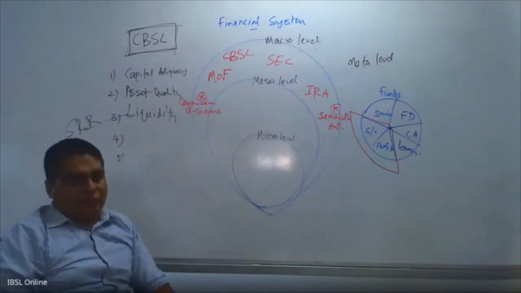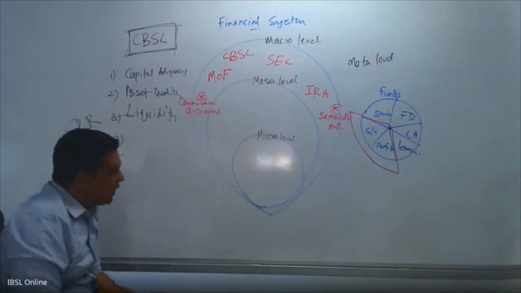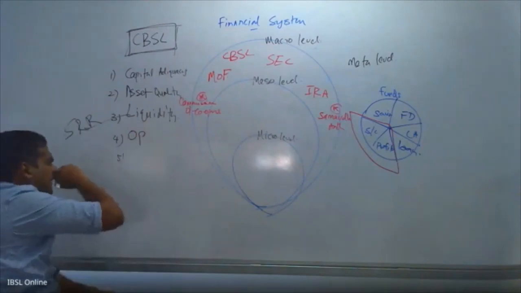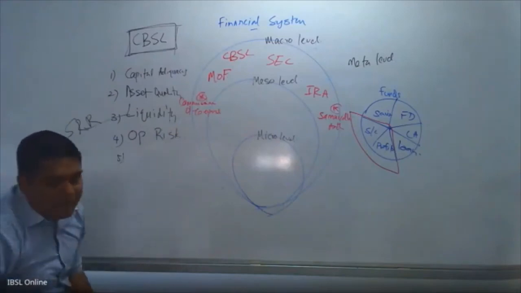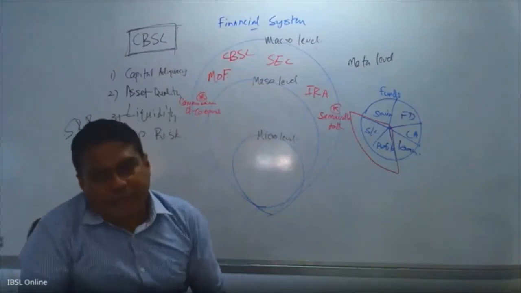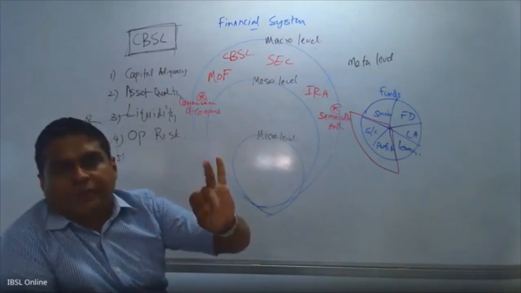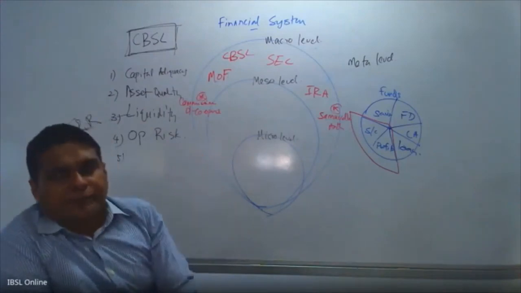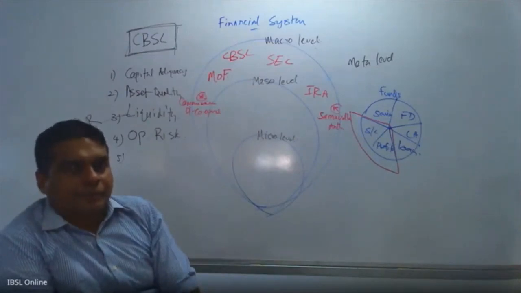What do you think the fourth one is, that the central bank is looking at? The fourth one we call operational risk. Basel 2, Basel 3. Operational risk. Now, what are these operational risk elements? What are the operational risks? Bankers, come on. What are the operational risks that you are facing in the bank?